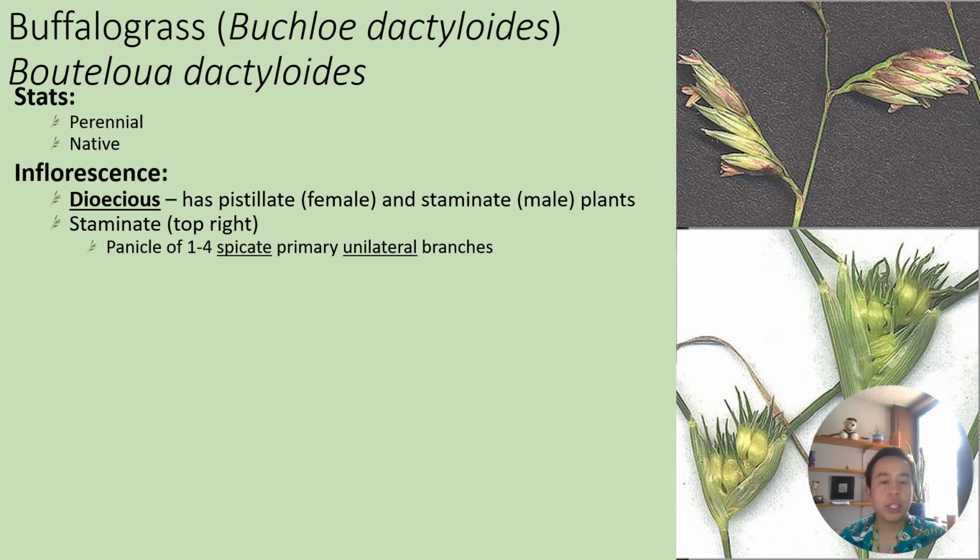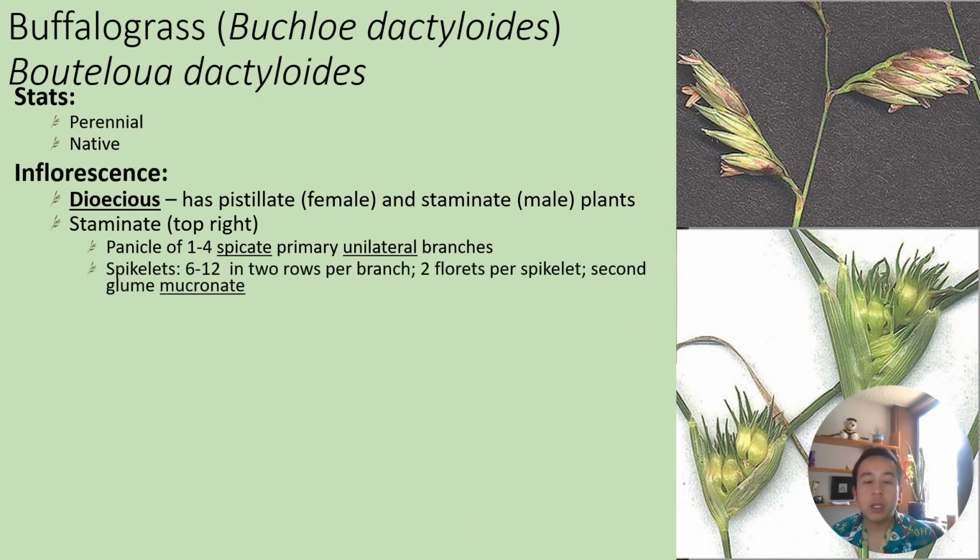So for the staminate flowers in the top right, it typically is a panicle of 1 to 4 spicate, primarily unilateral branches. I've underlined terms that we've already reviewed in previous lectures, just so you're familiar with them and can keep up with the terminology. Spicate, again, is a branch that has a spike-like inflorescence. So this plant has a panicle that branches out with spicate or spike-like inflorescences off of the main panicled inflorescence. And the branches are unilateral, so as you saw last time, the spikelets all are arranged on one side of the rachis.